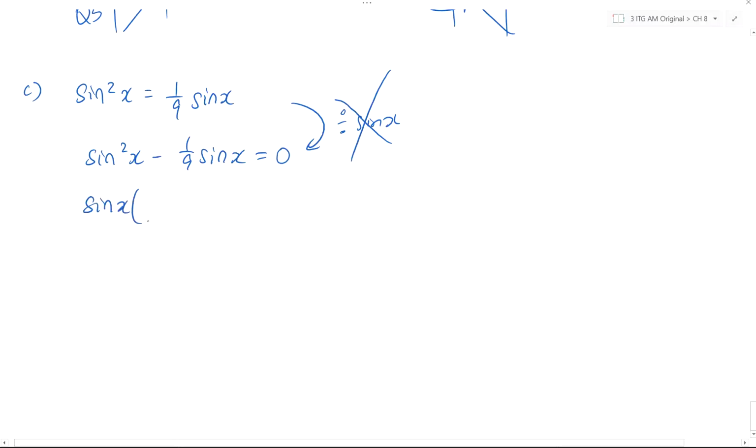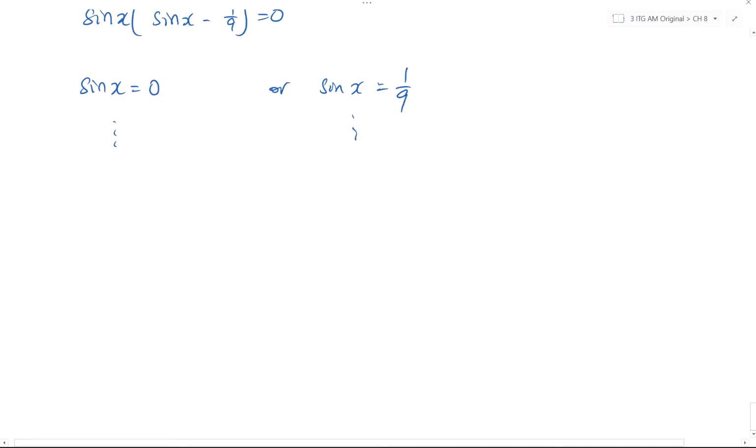Sine x minus 1 over 9 equals to 0. And you end up with two parts. So either sine x equals to 0, which is very easily done, or sine x minus 1 over 9 equals to 0, meaning sine x is 1 over 9. Then you go and solve. Combine your answers. All the tedious computation, do it yourself.